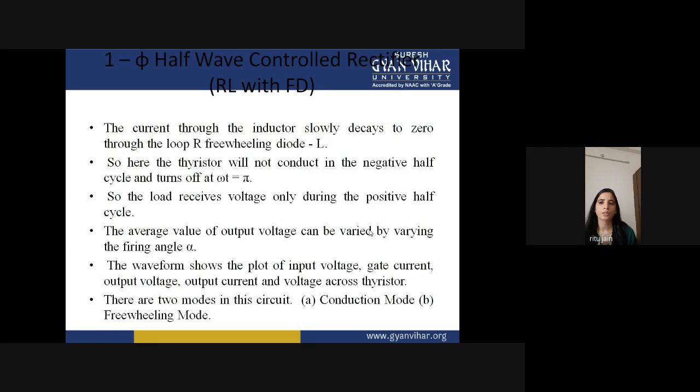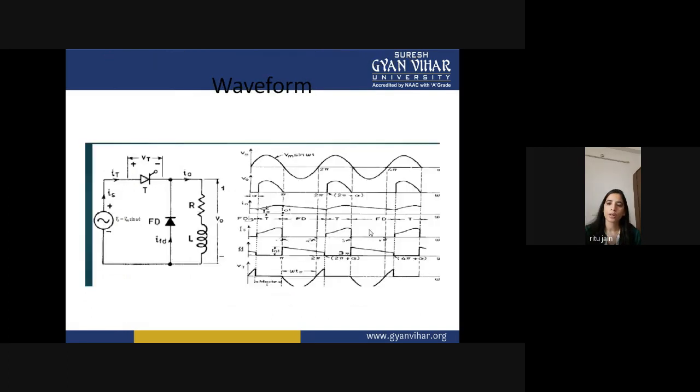So here the thyristor will not conduct in the negative half cycle and turns off at omega t is equal to pi. So the load receives voltage only during the positive half cycle, and the average value of output voltage can be varied by changing the angle alpha. So the waveform shows in the diagram. This is your continuous conduction mode, and in the diagram I have already explained.